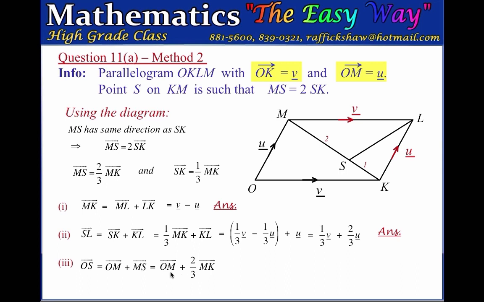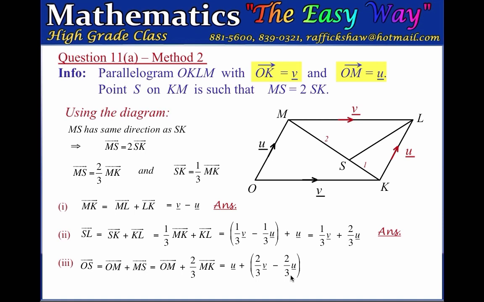This OM is coming back unchanged. And now if you look at the diagram, the OM is simply equal to U, and the 2/3 MK becomes 2/3 of this because this is MK, and 2/3 of this is really 2/3 V minus 2/3 U. And so we can show that. The OM is U, and we're adding 2/3 MK. This is MK, so this is 2/3 MK, 2/3 V minus 2/3 U.